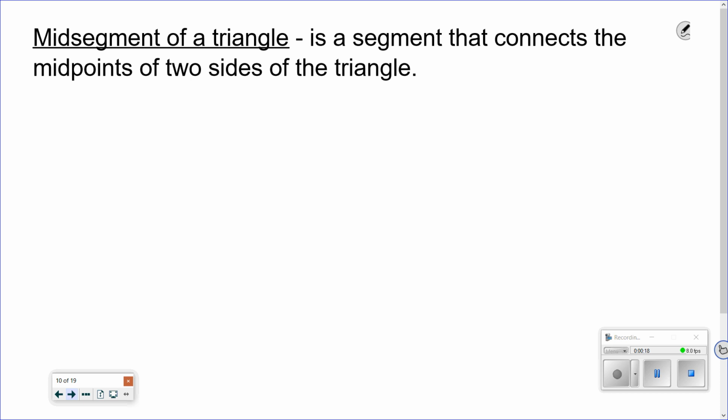A mid-segment is a segment that contains the midpoints of two sides of a triangle. So if you take a triangle, find two sides, find the midpoints, and connect them with a segment, that segment is the mid-segment. Let me show you on GeoGebra really quick.